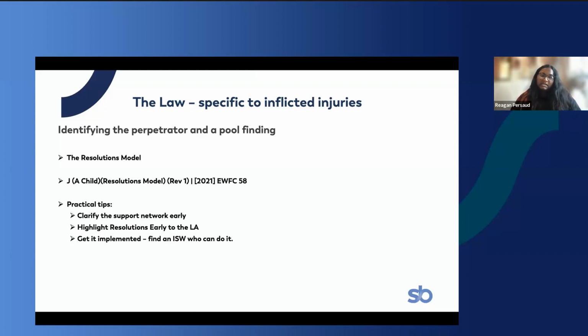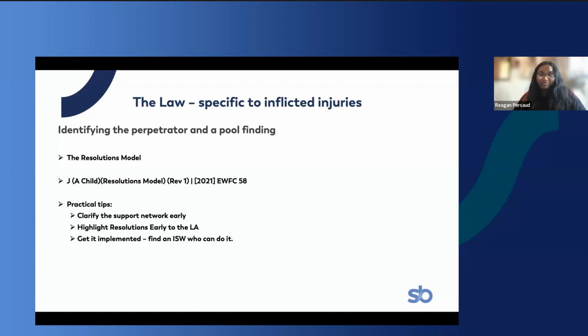So, for instance, the resolutions model is something I flagged, and I always bang the drum about. For those of you who don't know, J is a very useful case where a circuit judge decided that because resolutions work so well in his case, he would publish a judgment about it. So it doesn't have the weight of authority coming from a higher court, but it is a very useful example to put before the court to say, look, this does work.